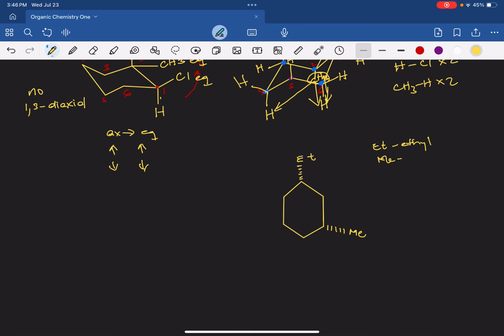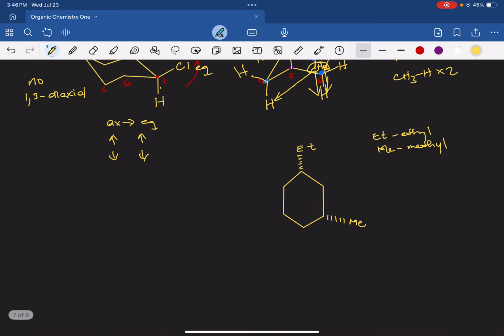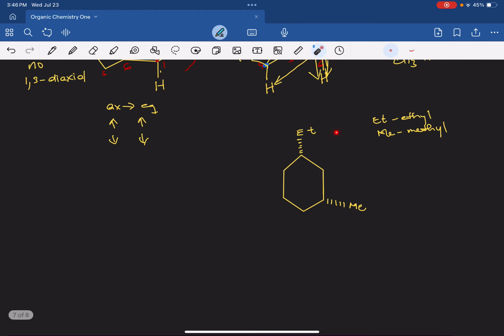So if you ever see these, you don't need to be scared. It's ethyl and methyl. Okay, so the question is, what is the most stable chair conformation of this molecule?